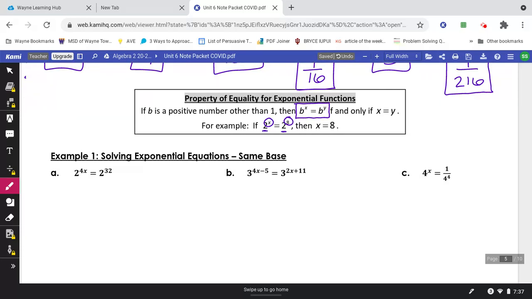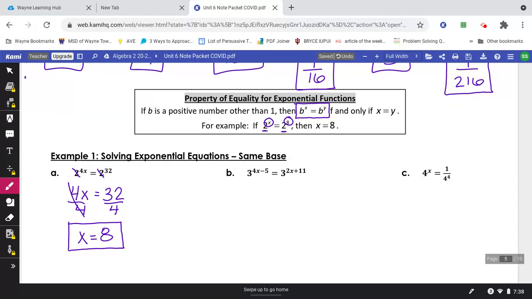2 to the 4x equals 2 to the 32. If the bases are the same, we can cancel them out. Then you write what the exponents are next to each other, and you solve. If ever in this video I'm moving a little bit too quickly, feel free to pause between the questions and try them, or even just pause and slow down a little bit.